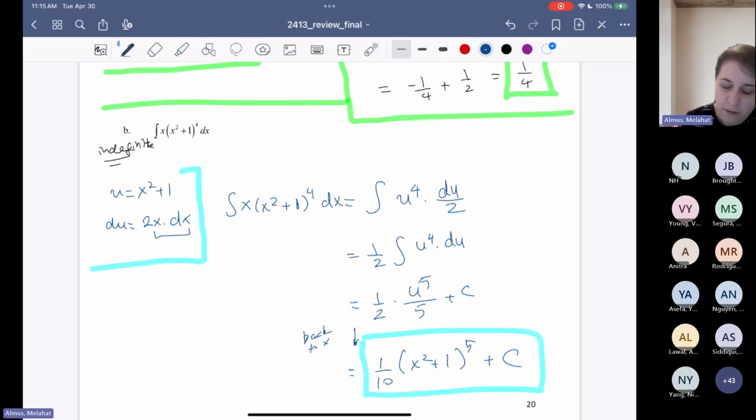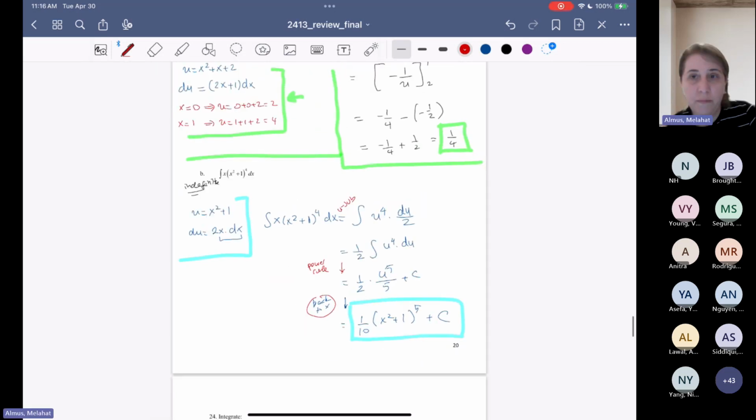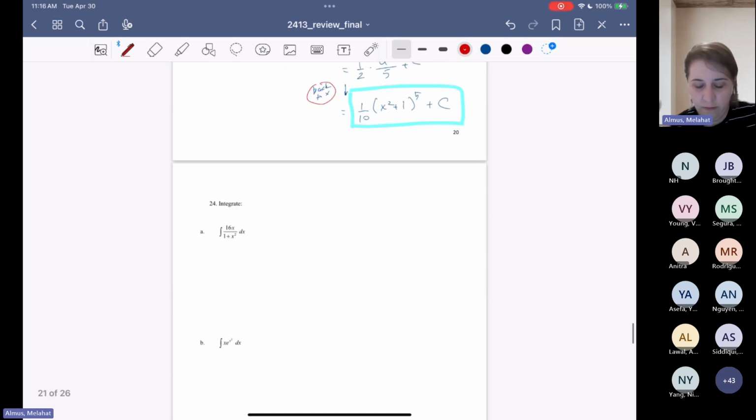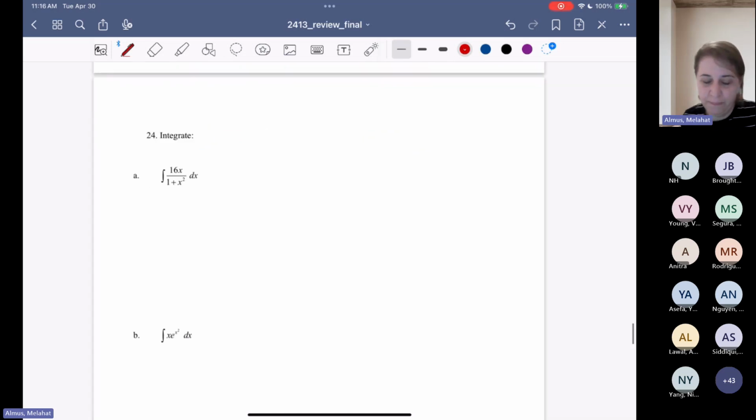So this step is the u sub step. And this step is power rule for integrals. And this step is we have to finish the problem in terms of x. Our answer must be in terms of x, so we have to go back to x if it is an indefinite integral. Okay, so this is another possible u sub. The thing is, there are lots of versions of each problem, so I'm trying to cover every possible question you will see there. That's why we have lots of u sub problems on the review sheet.